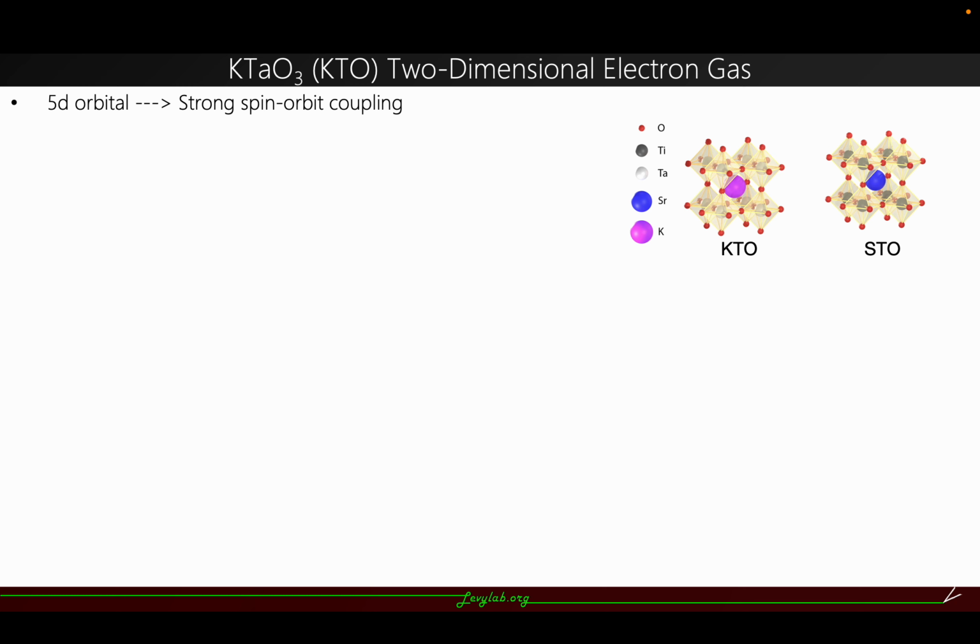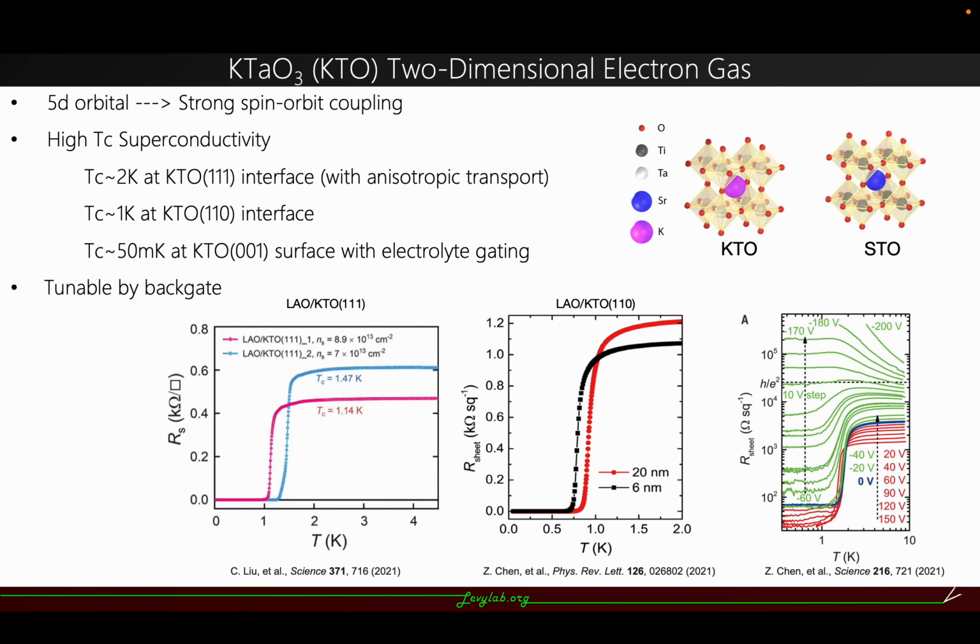And one other oxide system that has gained people's attention in recent years is potassium tantalate. It's very similar to STO, except the conducting band comes from the 5d electrons of tantalum, and the superconducting property is very interesting, since LAO-KTaO3 has a Tc of 50 millikelvin when gated by electrolyte gating, but LAO-KTaO3 (110) and (111) have much larger Tc, which is 1 Kelvin and 2 Kelvin respectively.